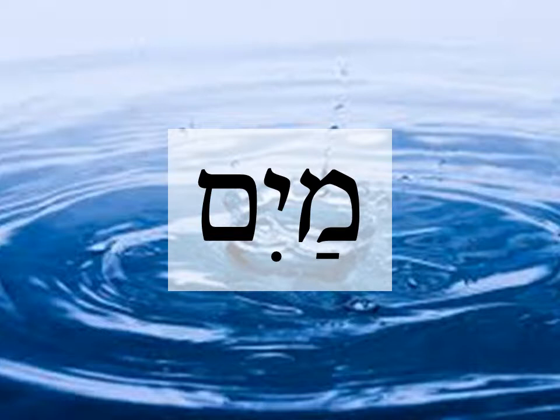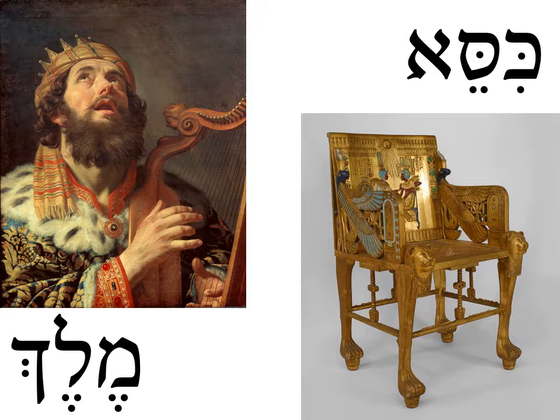So we read the word mem, yod, mem, from the right to the left. The initial mem has a hole in the bottom, and the final mem looks like a square. Mayim. Do you see the difference between the two letters? Here we have examples with kaf. Look at the word on the right, kiseh.